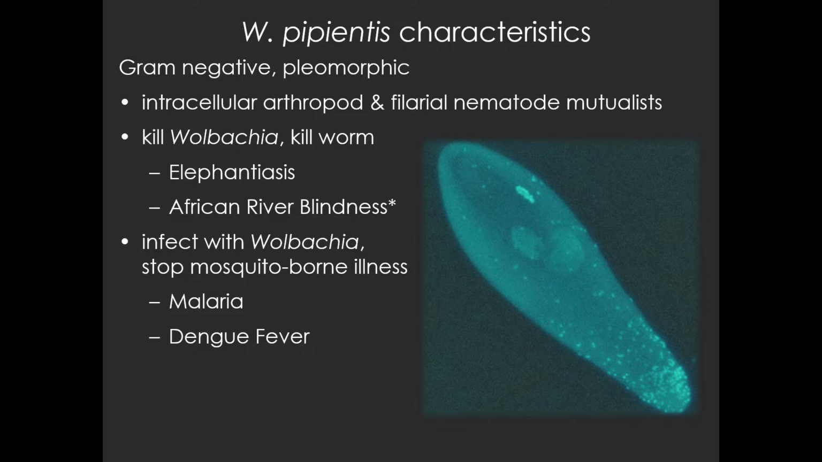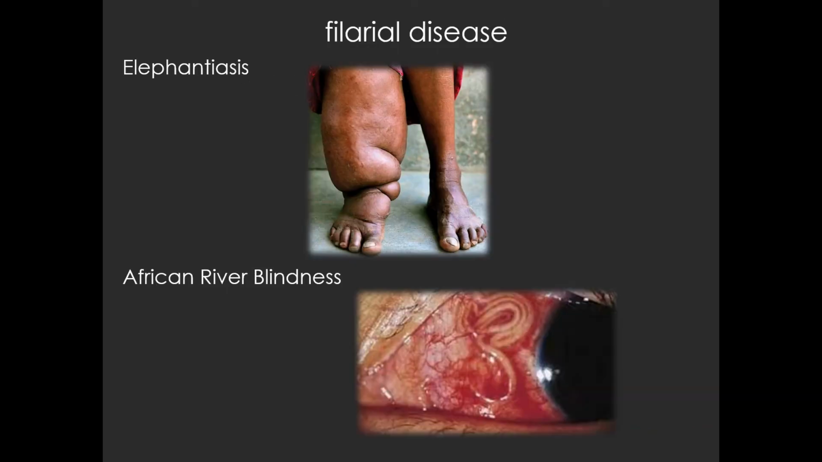However, in African river blindness, the treatment, which kills Wolbachia and then kills the worm, actually is what causes the blindness associated with this infection. So that's not therapeutically useful. What we're going to focus more on is the use of Wolbachia to stop mosquito-borne illnesses such as malaria and dengue fever.